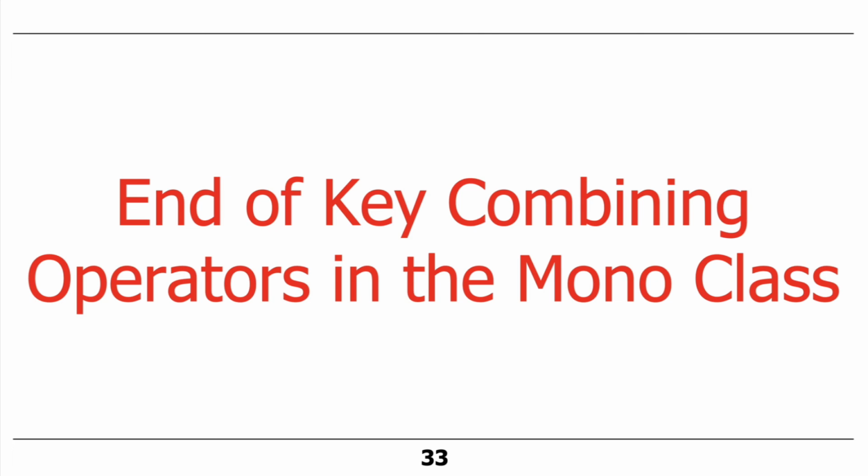Okay, that's the end of the discussion of key combining operators in the mono class. As you can see, it's a lot of very subtle stuff. But if you step back and look at it at a high level, we've got things that do logical conjunction like zip and zipWith, which wait for a bunch of stuff to finish before you do something to the results. And then we also have things like when, which is also kind of like that. It waits for a bunch of things to finish.